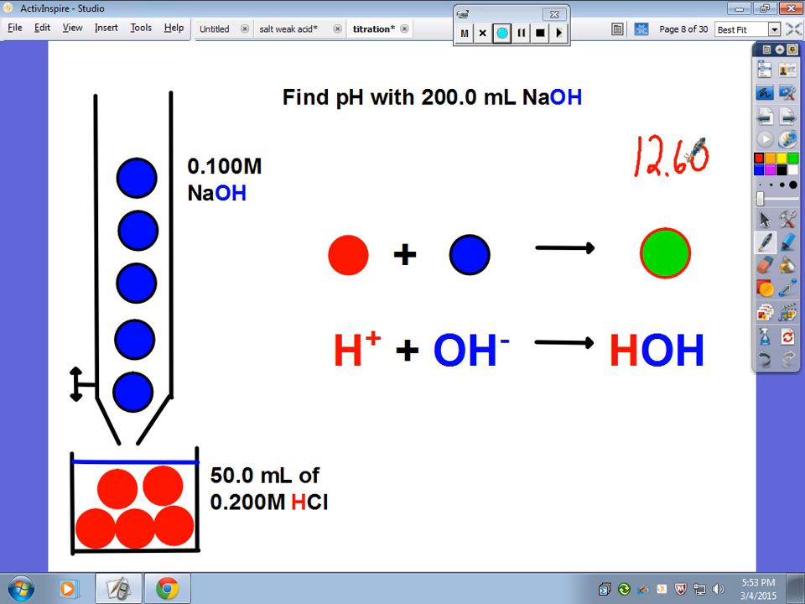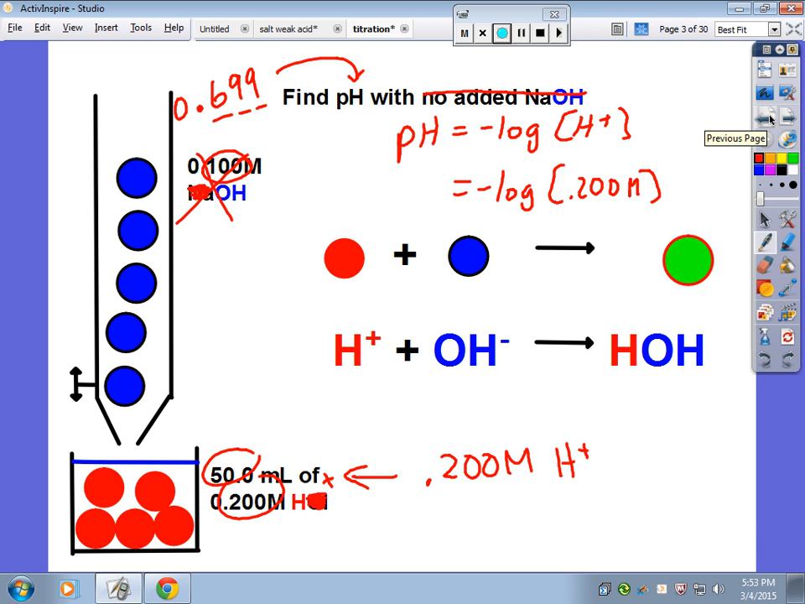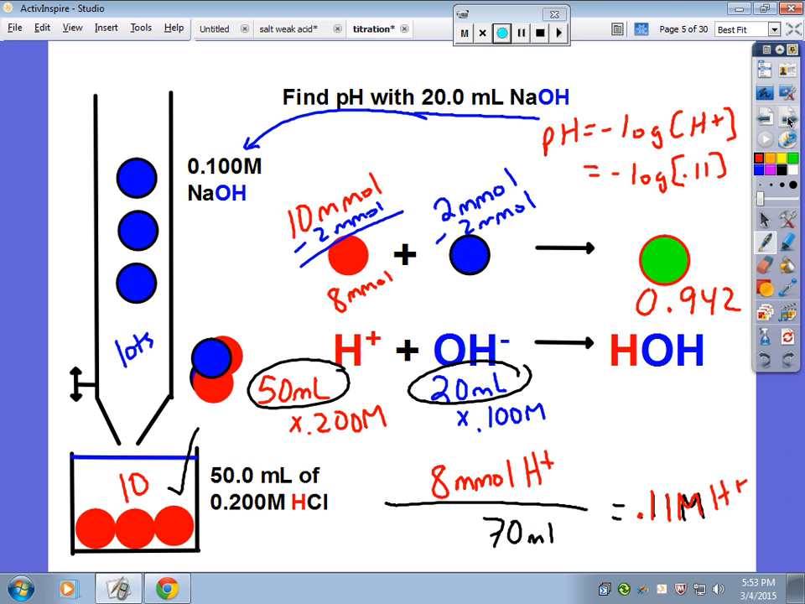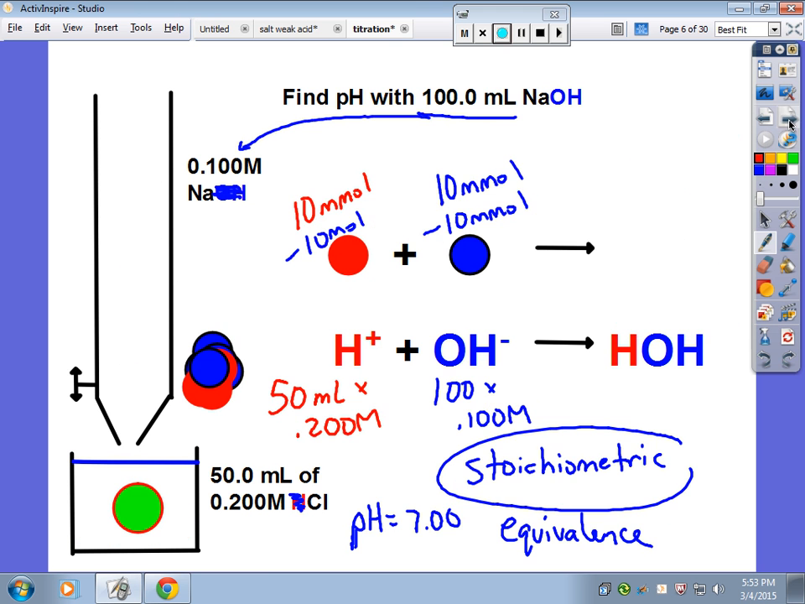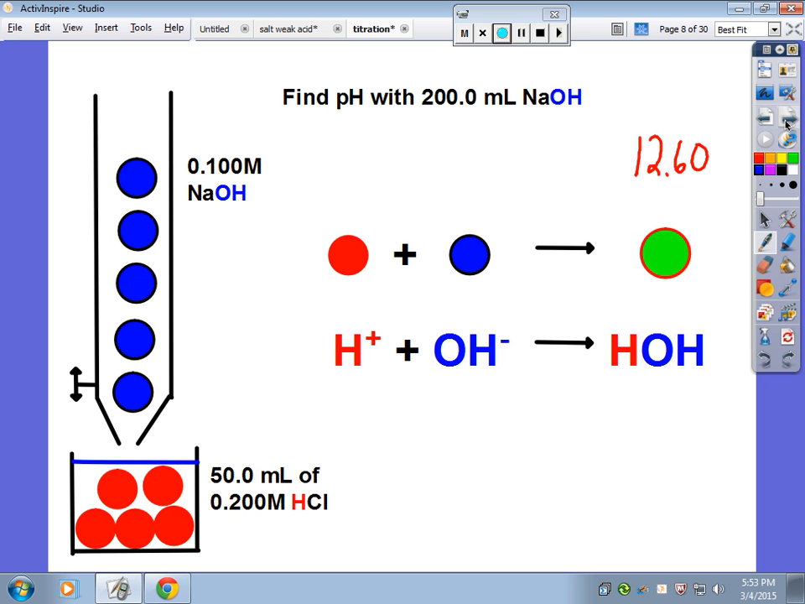And if you look, what's happened to our pHs? We've gone from a pH of 0.699 in acid. We've become more acidic, even more acidic. We became a pH of 7, which is neutral. And we've gone to a pH of 12.40, which is actually a base because it's greater than 7. And then your answer here for pH is 12.60.